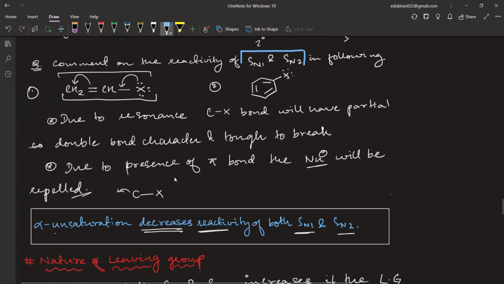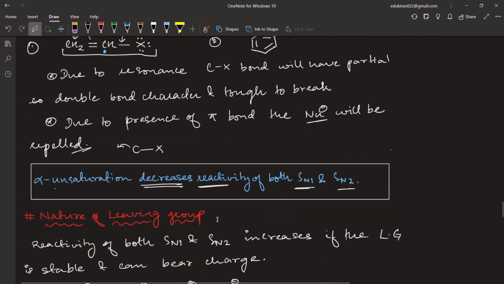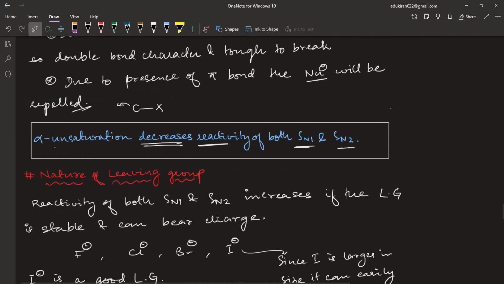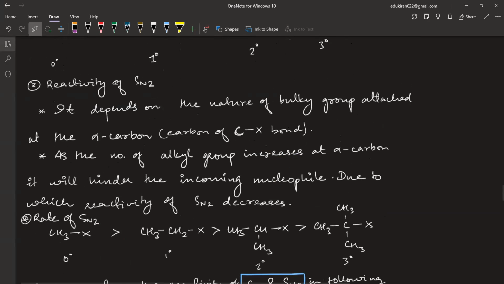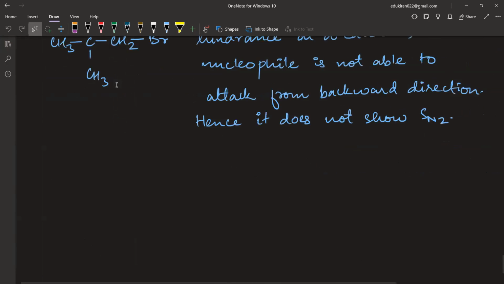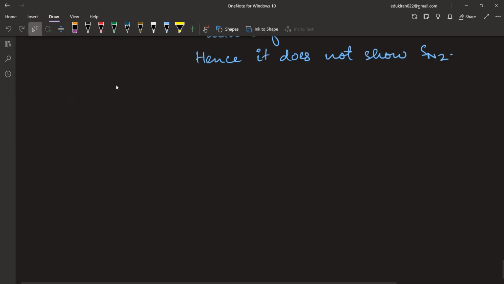इसमें क्या है main point, alpha unsaturation. If you have a double bond in the alpha carbon, it will decrease the reactivity of both SN1 and SN2. Now, another thing which is related to this, please write. Write in terms of questions only.